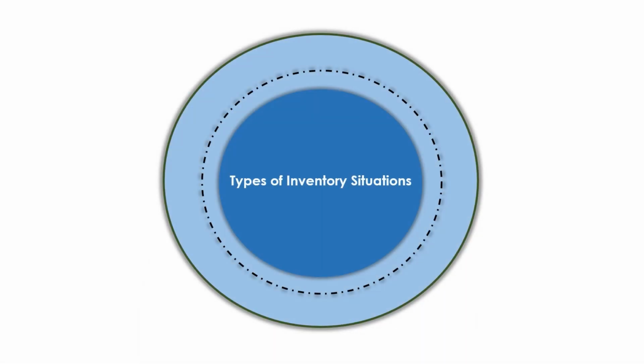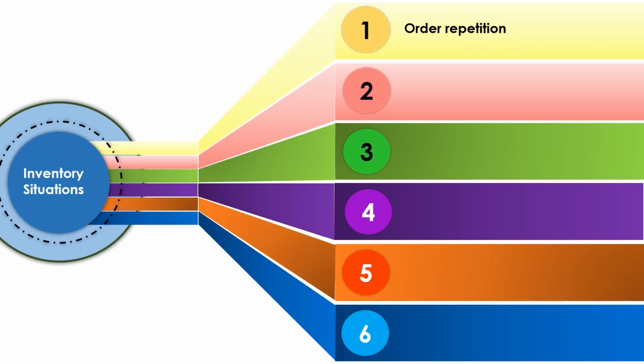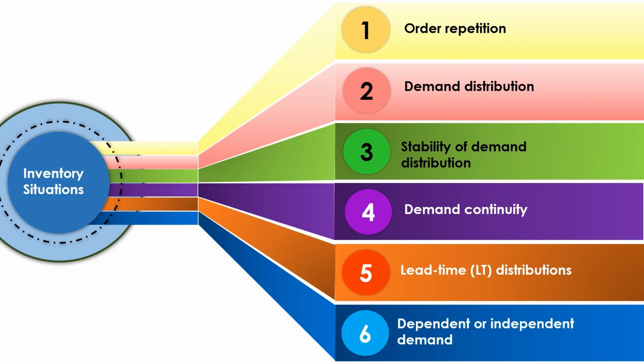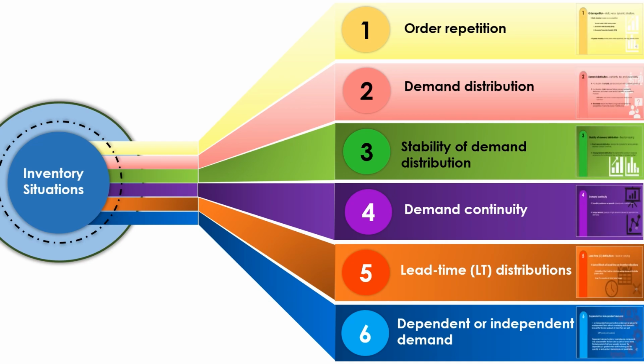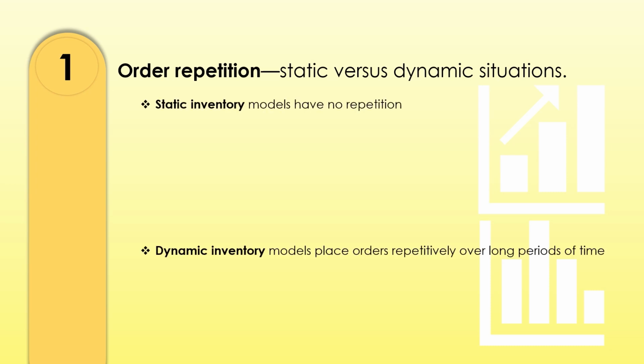Next, we have here types of inventory situations. First, order repetition, demand distribution, stability of demand distribution, demand continuity, lead time distributions, and dependent or independent demand. First is order repetition. It is either static or dynamic situations. In static inventory, models have no repetition, whilst in dynamic inventory, models place orders repetitively over a long period of time.